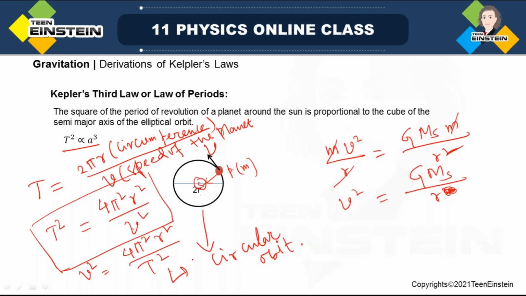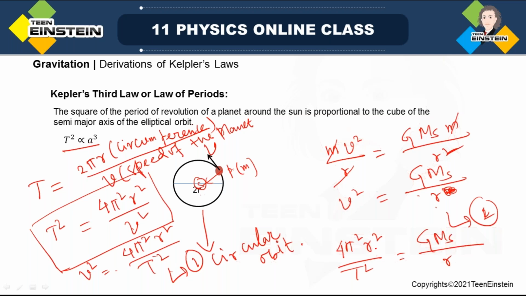Okay, if we equate these two equations, what we get? Compare these two equations. So v² is equal to this one, and here v² is equal to this one. So from equations 1 and 2, we can write that 4π²r² by T² is equal to G Ms by r.